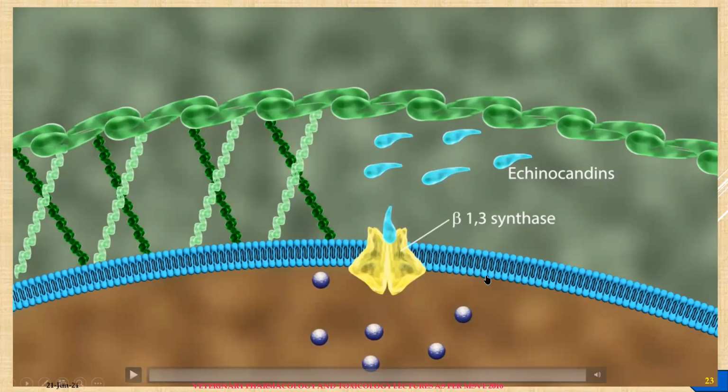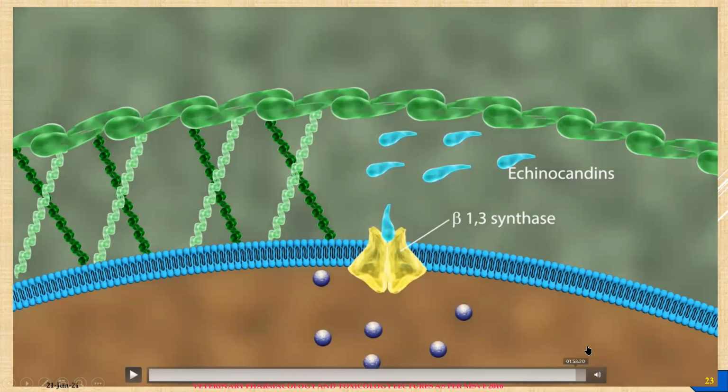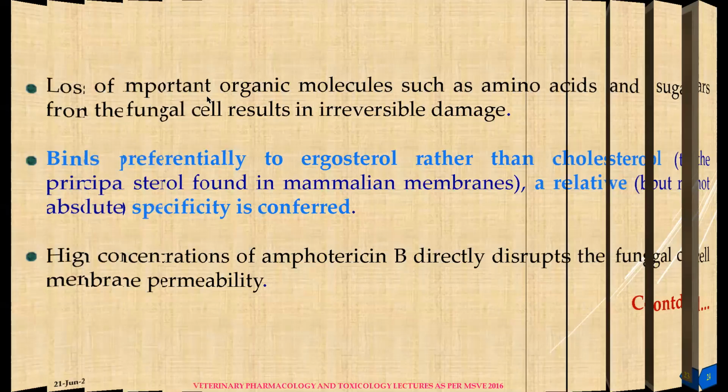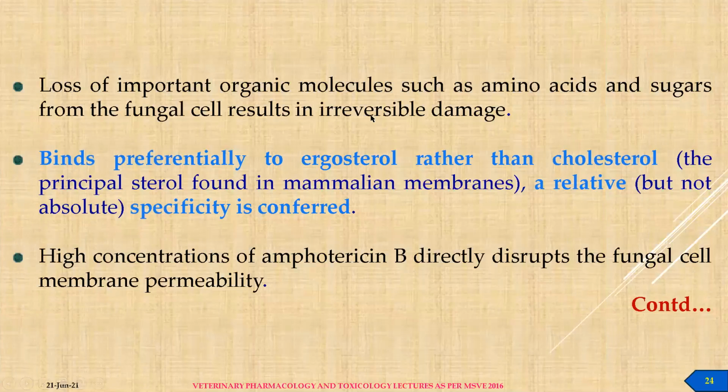The loss of important organic molecules such as amino acids and sugars from the fungal cell results in irreversible damage. So you now know the brief mechanism. Anyway, we will go into detail in the coming slides.